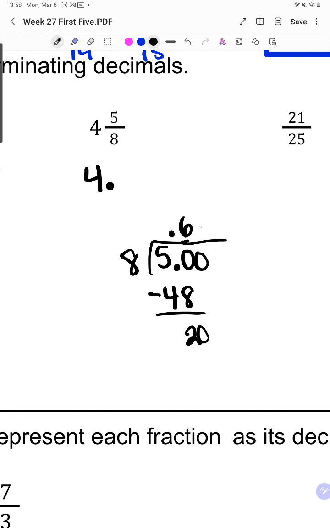Carry that 0 down. 8 goes into 20 2 times. 2 times 8 is 16. That leaves us with 4. Put in another 0. Carry it down. And 8 goes into 40 5 times. So our answer is 4.625.